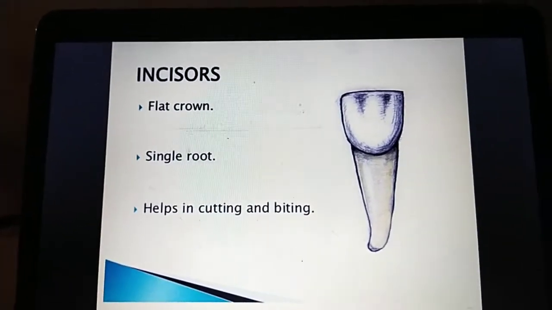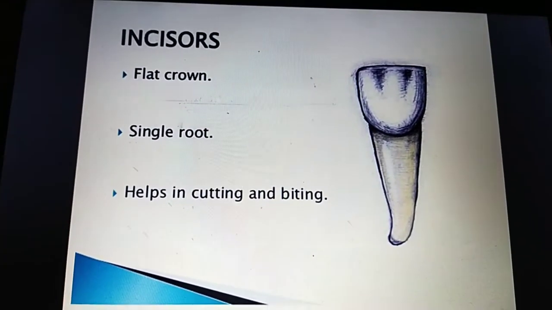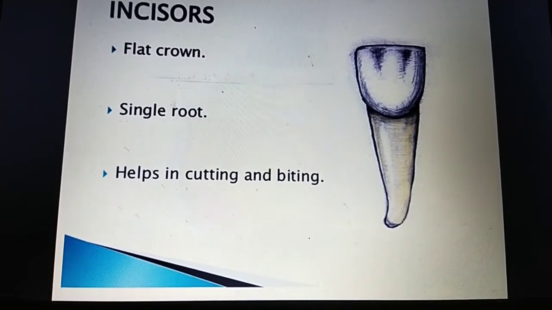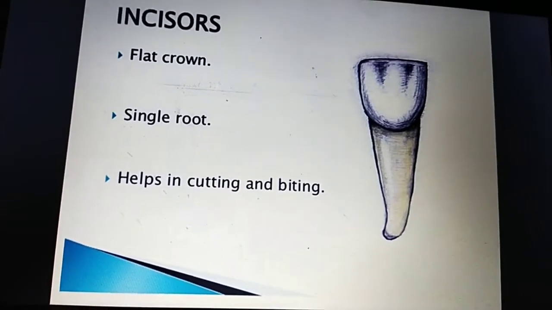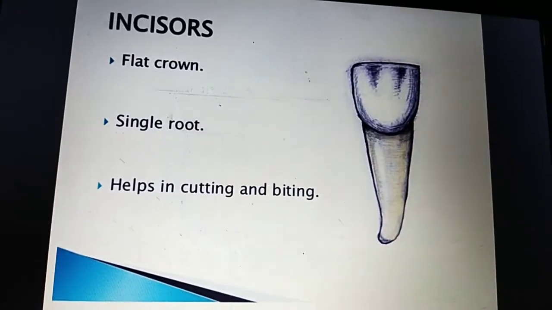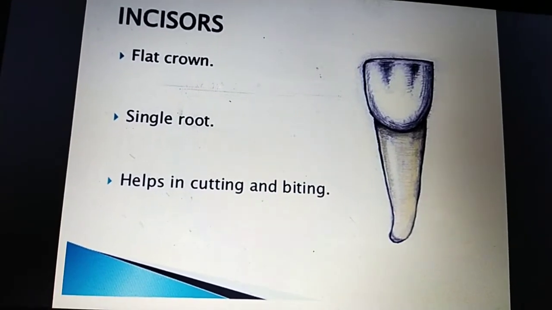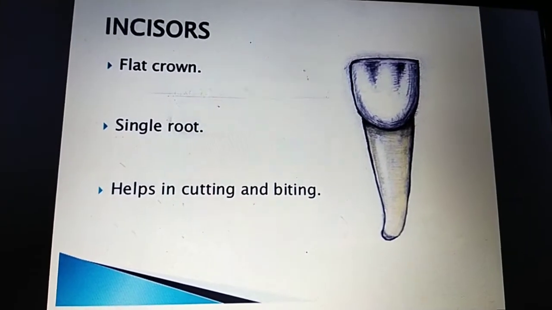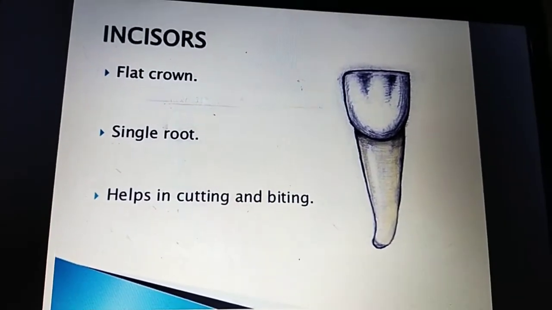Then these are the types of teeth. The incisor has a flat crown and a single root, and helps in cutting and biting. In the molar and premolar, the roots may be multiple, two or three. How can you identify an incisor? It has a flat crown, a single root, and helps in cutting and biting.